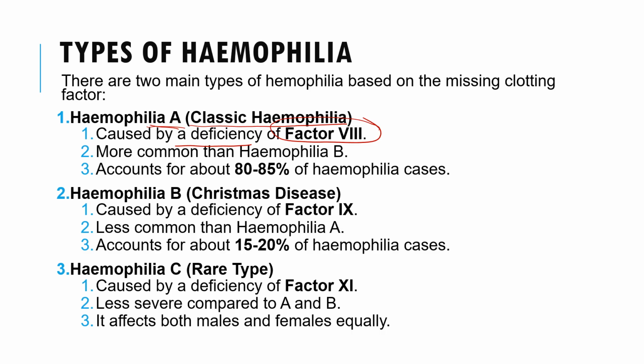It is more common than hemophilia B. It is the most common type of hemophilia in humans. It is present in 80 to 85% of the hemophilia cases.